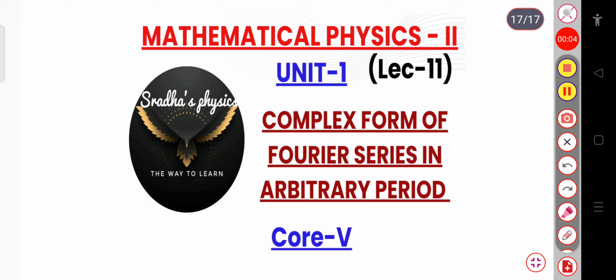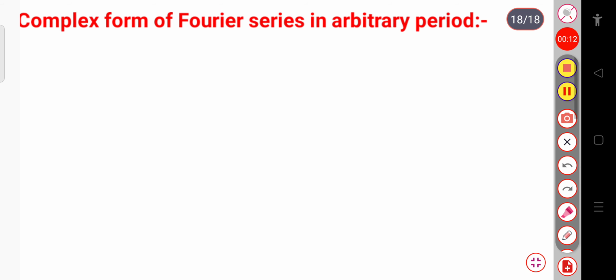So in this part we will see the complex form of the Fourier series in the arbitrary period. Okay, so here we will discuss the arbitrary period. Now let us begin our topic. From the previous lecture, for the arbitrary period we have to consider any variable z equal to pi x by L. Or we can write x equal to Lz divided by pi.